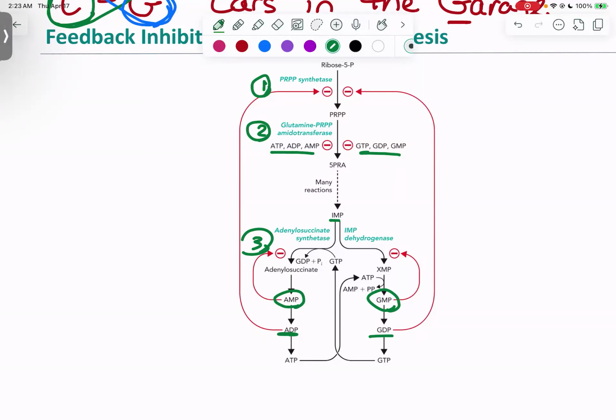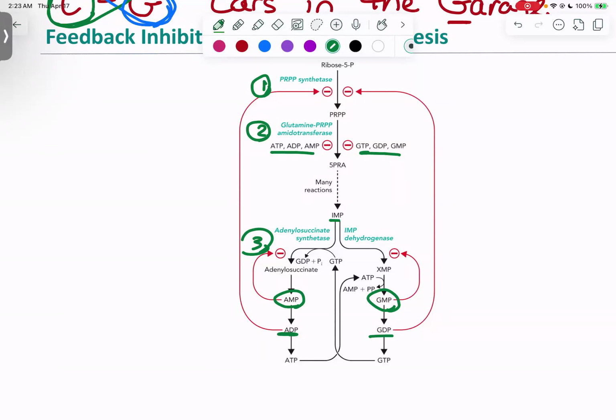And so you have direct inhibition of the different forks of the pathway. So if you shut down one side of the pathway, you're going to increase flux through the alternative branch. So that's what helps us to balance our AMP and GMP levels. So that's really important. Okay, so we've made purines.